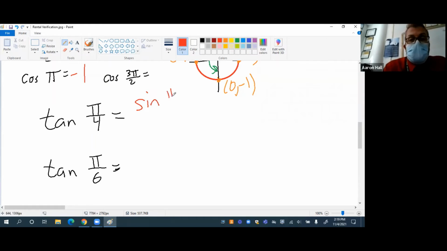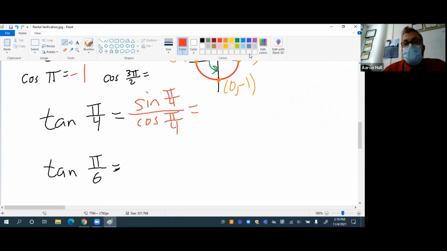Yeah, sine of pi fourths over cosine of pi fourths. Using the hand trick, what is sine of pi fourths? All right, it's square root of 2 over 2, nice. We have the square root of 2 over 2 over what's cosine of pi fourths? So what is the square root of 2 over 2 over the square root of 2 over 2? It's 1. The answer is 1.